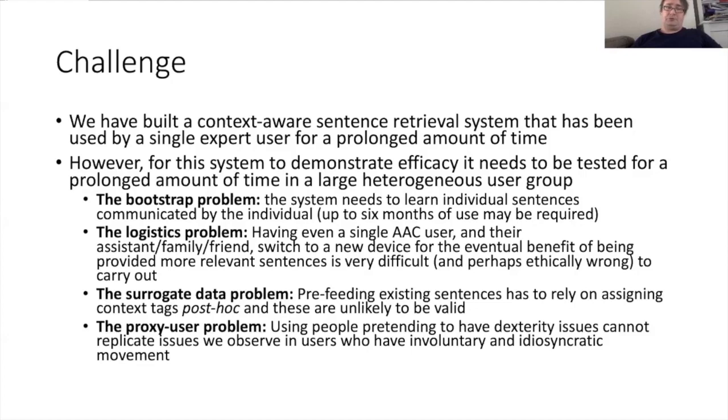The third problem is the surrogate data problem. Pre-existing sentences have to rely on assigning context post hoc, and these context tags that are assigned post hoc are unlikely to be valid. And the fourth problem is the proxy user problem. Using people pretending to have dexterity issues cannot replicate what we observe in users who have involuntary or idiosyncratic movement.